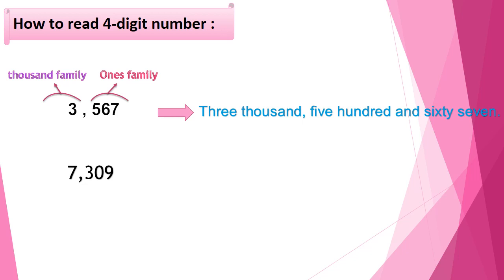Another example, I have a 4-digit number here. Let's start counting from the right and put a comma. 1, 2, 3 and put a comma. Now I have the 1000 family and the no name family or ones family. Start reading from the left. 7000. Don't forget to tell the name of the family. Don't say 7. No. 7000. 7309.